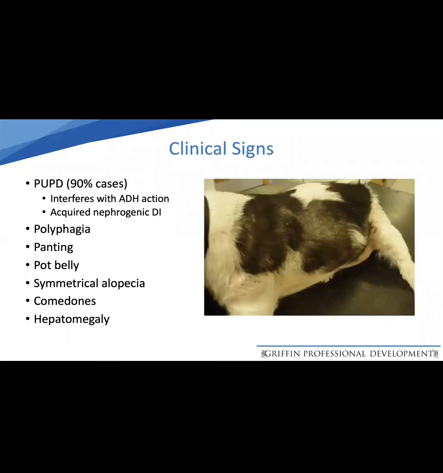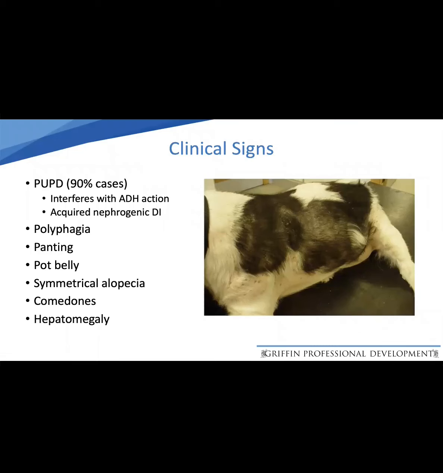And the clinical signs, well, I'm sure we're all very familiar with them. The clinical signs, the most important in my experience is PUPD, so polyuria polydipsia. That will be present in 90% or more cases of animals presenting with hyperadrenocorticism. And the reason we get that is because the condition itself interferes with the action of ADH, and so that therefore has an impact on the renal tubules, and the animal can't reabsorb water from the renal tubules, effectively causing a polyuria and a subsequent polydipsia.